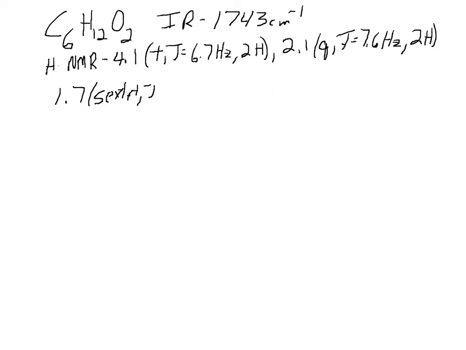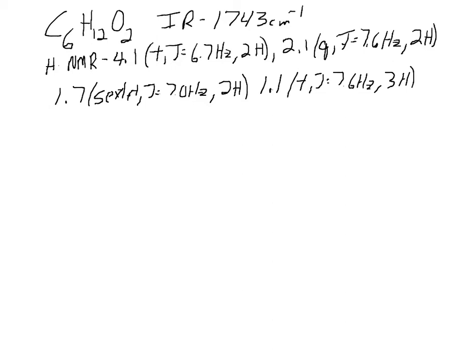Same type of coupling constant, right around 7.0 hertz. It is worth 2 hydrogens. That's the area, that's the integration. There's another one at 1.1 that is a triplet, a T coupling constant equal to 7.6. And this is worth 3 hydrogens.